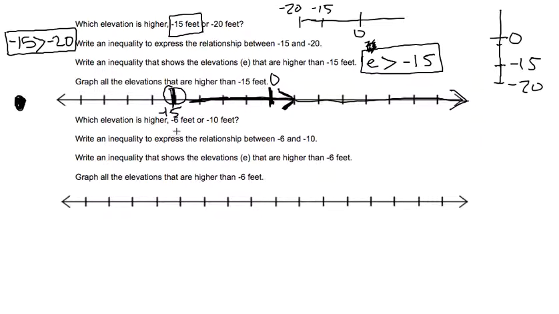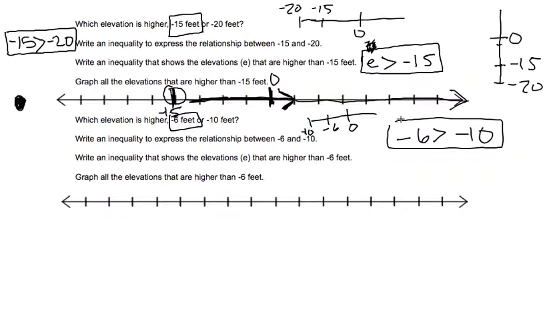Which elevation is higher, negative 6 or negative 10? If we have our number line here, we have negative 6 here and negative 10 here. We know that negative 6 is farther to the right, which means it is a greater value. So negative 6 feet is a higher elevation. Writing an inequality to express the relationship, we have negative 6 and negative 10. Since we are comparing those two numbers, we now just need to place an inequality sign there, and we already said that negative 6 is a greater value than negative 10.